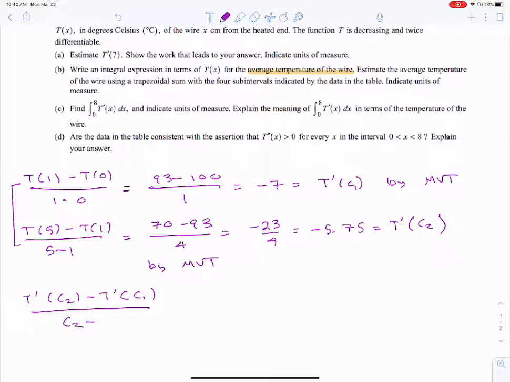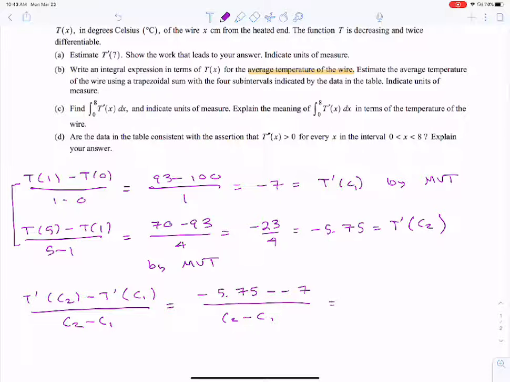And I know it's a little weird because we're using c2s and c1s, but the logic should work. Let me clean this parenthesis up. So what happens here? Well, t prime of c2 we said was negative 5.75. T prime of c1 is negative 7. And c2 minus c1 is always a positive number, right? Because I'm increasing my distance away from that starting point.